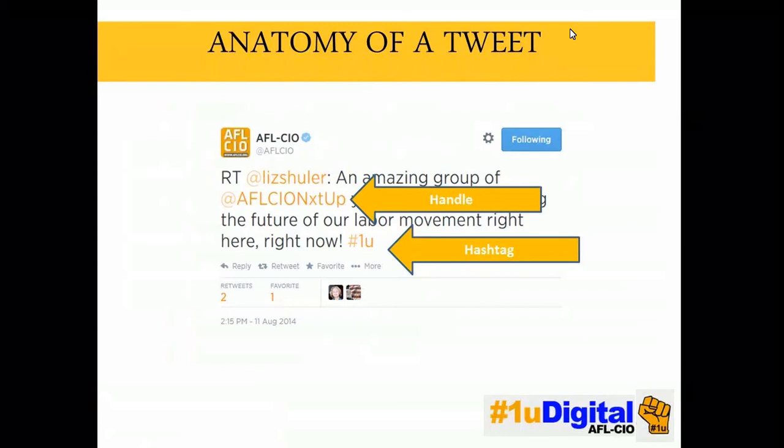This is a tweet. This is one way that a tweet looks. There's a couple of different components that you can see here, including a handle, which is the @ sign and then letters or words with no punctuation. That's what you go by on Twitter. I'm going to assume that a lot of you may already be on Twitter, but if not, there are some great basic trainings available on the One U Digital training series as well. And then a hashtag is the number sign, the pound sign, and then numbers or letters with no spaces in the middle.